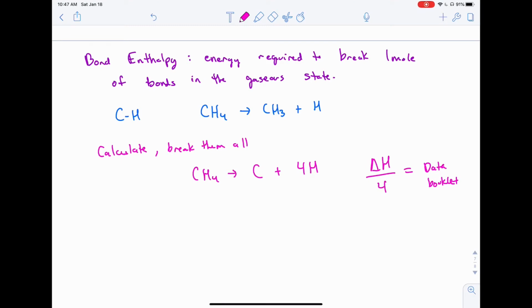Because the IB in multiple choice questions, they'll ask you which reaction represents the bond enthalpy of CH. This represents the bond enthalpy of CH, or 1/4 of this represents the bond enthalpy of CH. But this equation itself represents breaking 4 bonds. So I want you to make sure everything's in atoms on the product side. Okay.